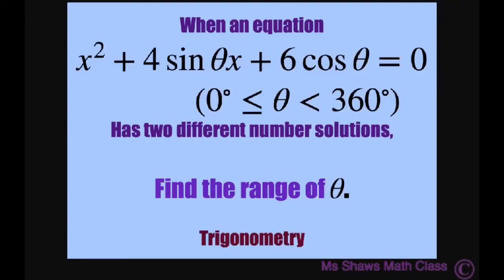Everyone, when an equation x squared plus 4 sine of theta x plus cosine of theta equals 0, and our angle theta has to be between 0 degrees and 360 degrees, has two different number solutions, we're going to find the range of theta.